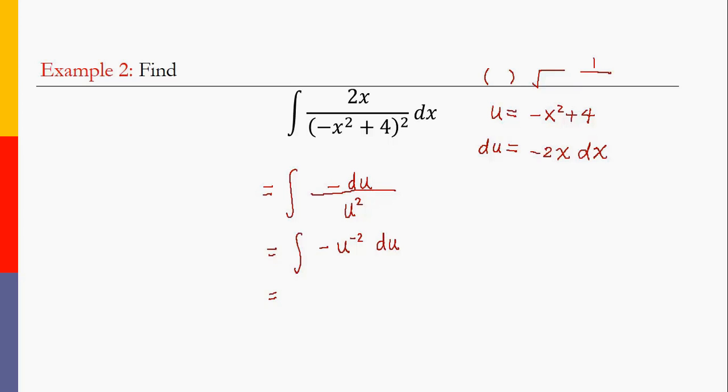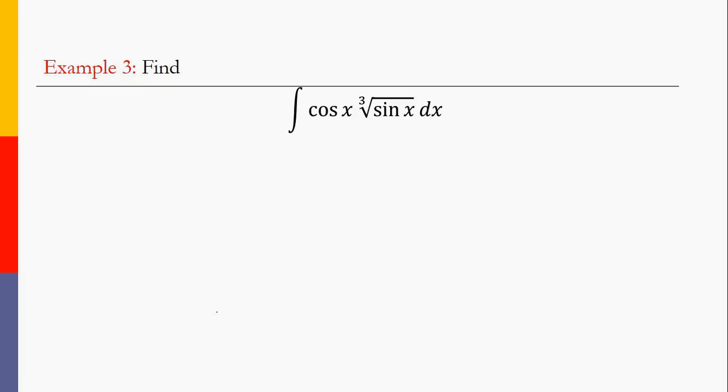And we will use the power rule. Power increased by 1, so u to the negative 1 power divided by the new power plus c. So to simplify, we get 1 over u, and the expression for u is negative x squared plus 4 plus c.